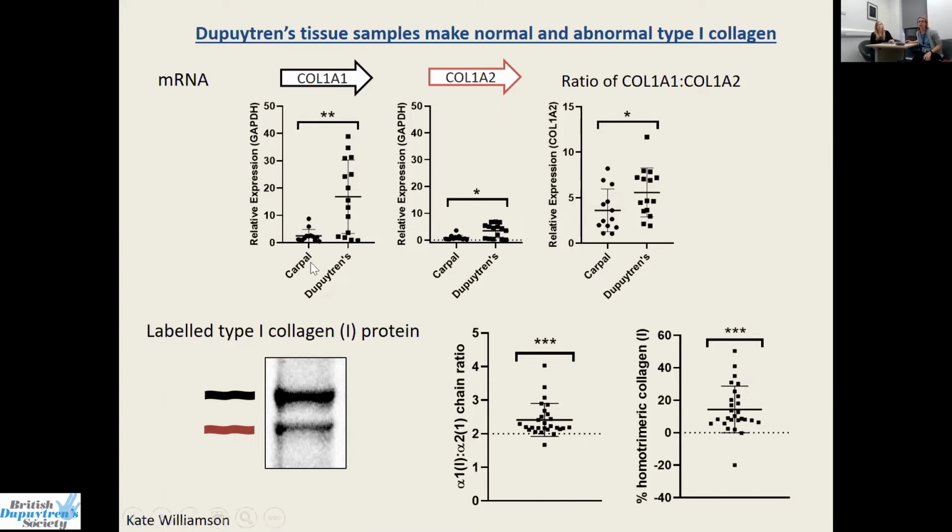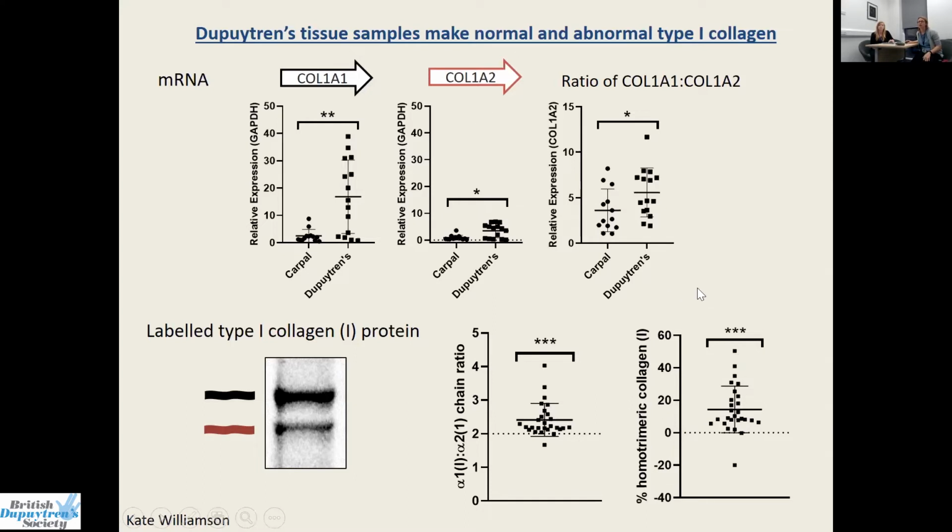And then we've also looked at the type of type 1 collagen that's produced in Dupuytren's disease, and we found that there was more protein coming from the first collagen gene than from the second collagen gene. We could convert this into a percentage of the collagen that's abnormal. In some patients it can be as high as 50% abnormal, but in the majority of patients, the amount is increased a little bit compared to what you would expect.